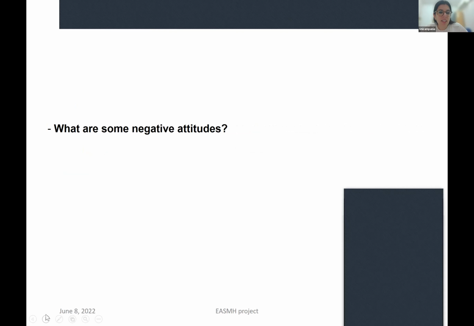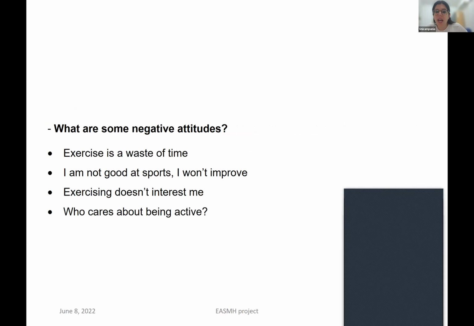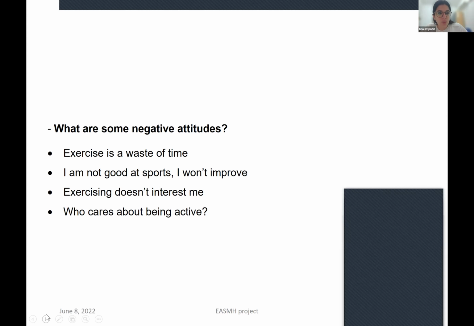And then, what are some negative attitudes, I would say, compared to sport? For example, these are some possible examples: exercise is a waste of time, it doesn't interest me, I am not good at sports, I won't improve, who cares about being active? Of course, I am sharing these concerns with you because when you work with people with mental disorders, these are aspects that are very frequent and are very often reported by them as possible reasons for not being involved in any kind of sport activities, or more in general in any activity. It is important to know that these can be some of the negative attitudes to evaluate.